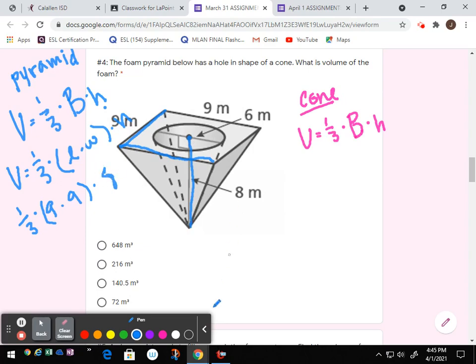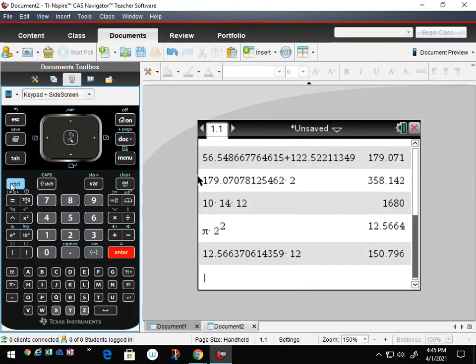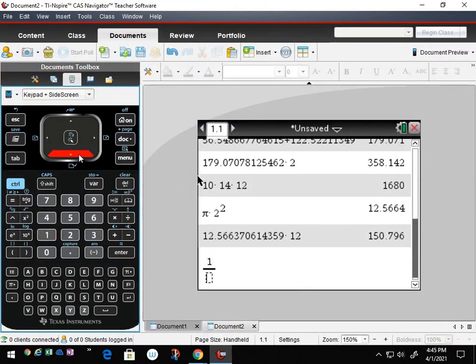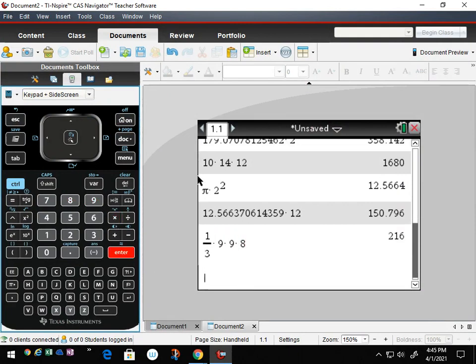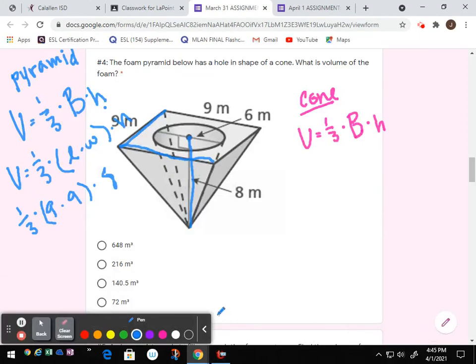Okay, so let's go plug this into our calculator. 1/3 times 9 times 9 times 8. We get 216. So the volume of the pyramid is 216 meters cubed. All right, so that is our pyramid. Let's go over to our cone. For our cone, the shape of the base is a circle. We can see our circle right there for the cone.